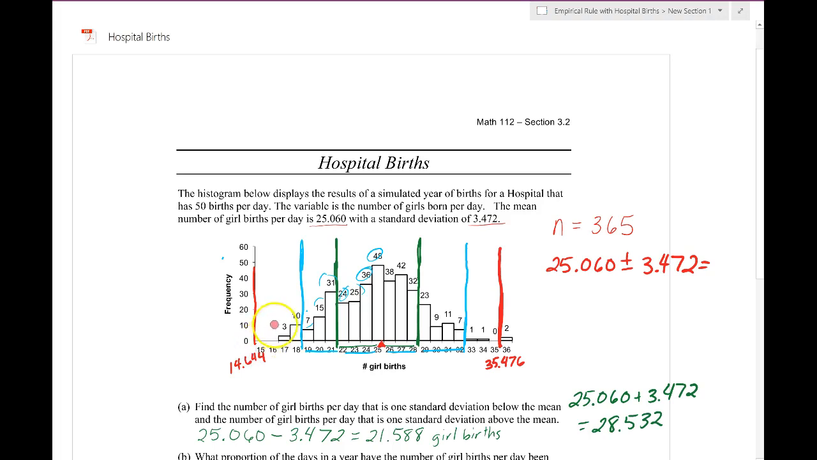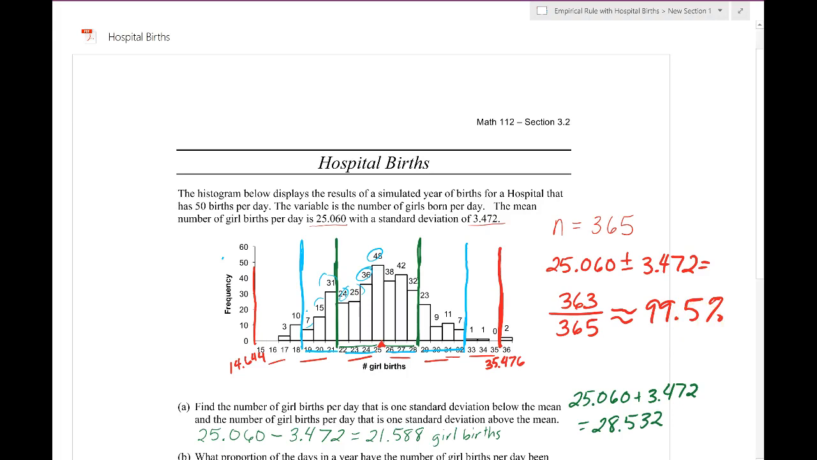So notice 3 deviations away from the mean, 1, 2, 3 above and 1, 2, 3 below. That's going to give us the bulk of our data. There's only 2 days out of the year where we had girl births that were outside that range. So that means that our percentage of data within 3 standard deviations of the mean is going to be 363 out of 365, which is approximately 99.5%. Very close to 100% of the data within 3 standard deviations.